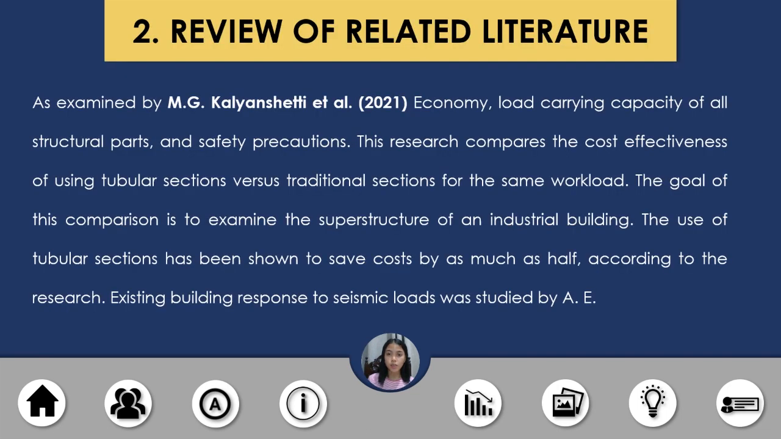In the year 2021, as examined by N.J. Lanchette et al., on economy, load carrying capacity of all structural parts, and safety precautions, this research compared the cost-effectiveness of using tabular sections versus traditional sections for the same workload. The goal of this comparison is to examine the superstructure of an industrial building. The use of tabular sections has been shown to save costs by as much as half, according to the research.